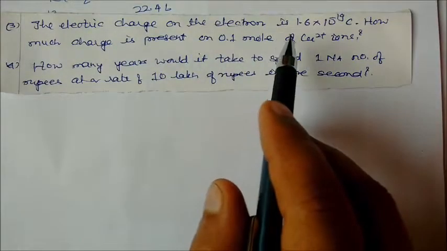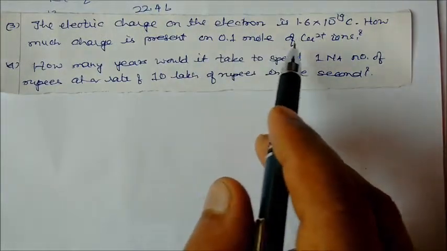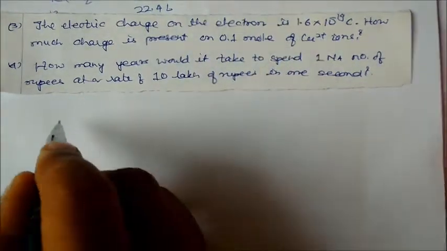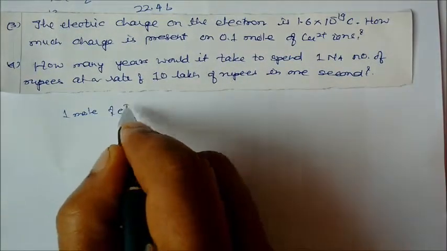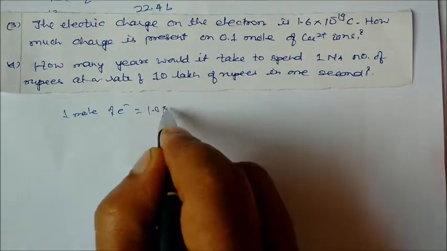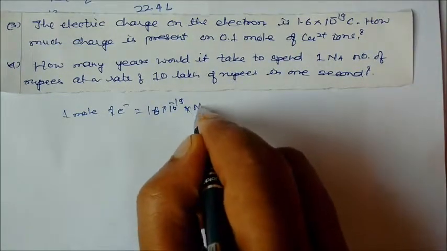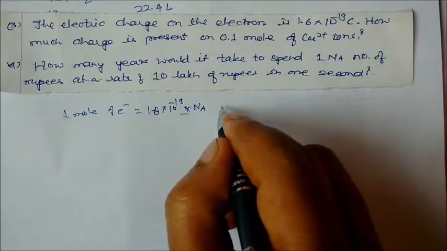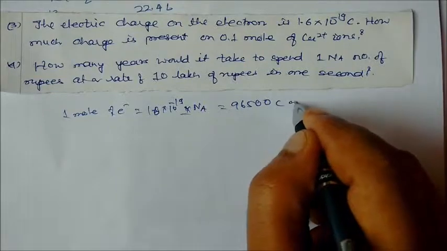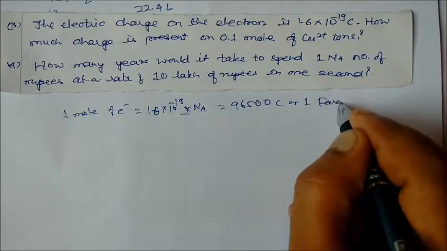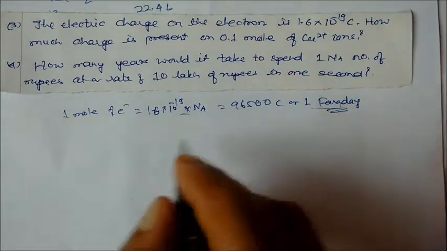The electric charge on the electron is 1.6 into 10 to the minus 19 coulomb. How much charge is present on 0.1 mole of Cu2 plus ions? So we can write here 1 mole of electron is 1.6 into 10 power minus 19 into Avogadro, which is nothing but this will be your 96,500 coulomb, or we can say 1 Faraday. So in electricity, this new unit is there, 1 Faraday. We use it to express these terms.